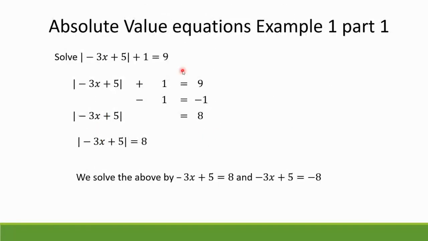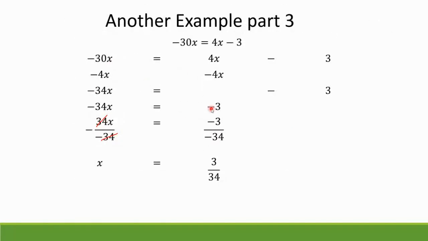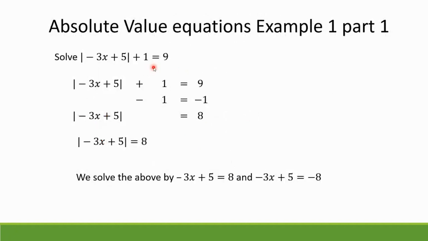All right. Are there any questions on this one? Okay. So we have x equals 3 over 34, right? That's our solution. So we also have these kinds of absolute value equations. I admit we did review this already, but it wouldn't hurt to do it again. Notice here we have minus 3x plus 5 plus 1 equals 9, right?